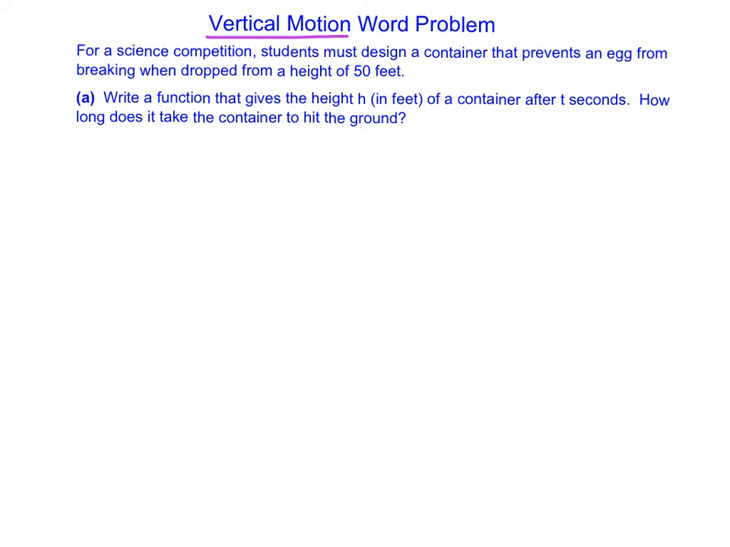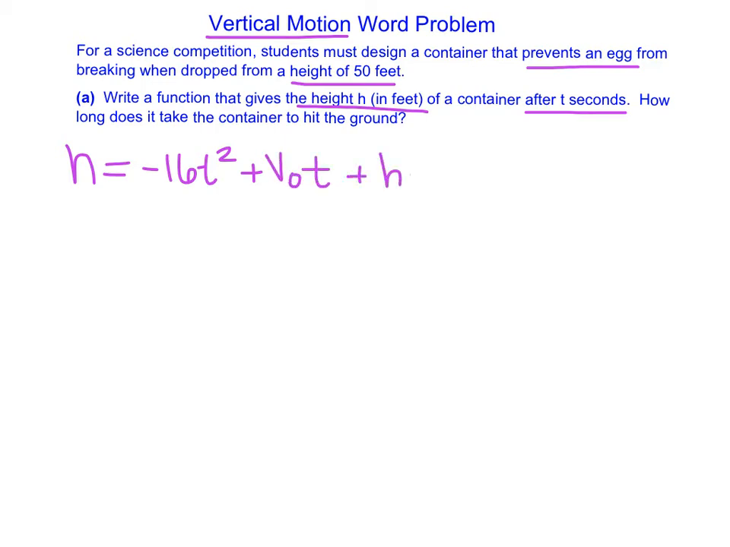For a science competition, students must design a container that prevents an egg from breaking when dropped from a height of 50 feet. Write a function that gives the height in feet of a container after t seconds. How long does it take the container to hit the ground? So we're going to use that equation in general from the previous slide, where height equals negative 16t squared plus initial velocity times time plus initial height.